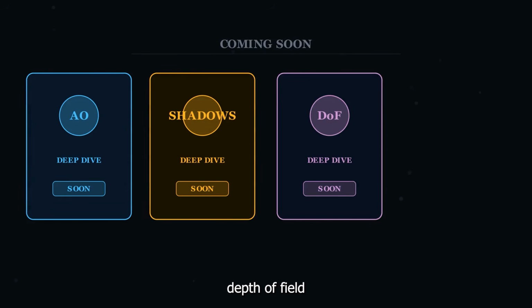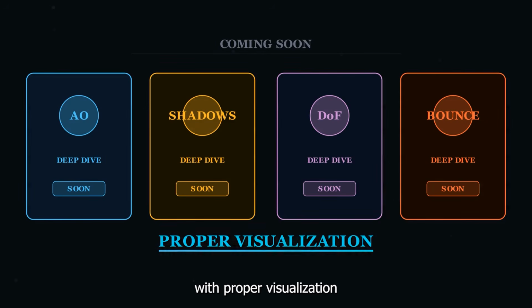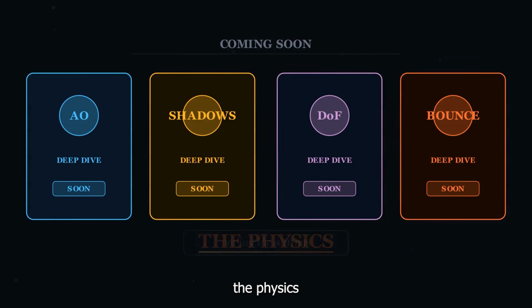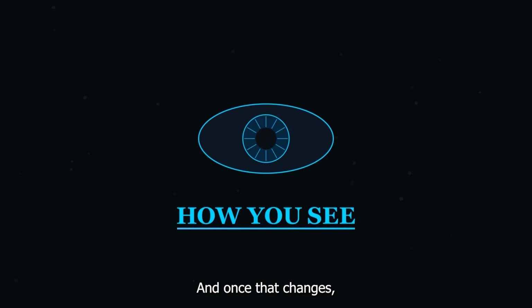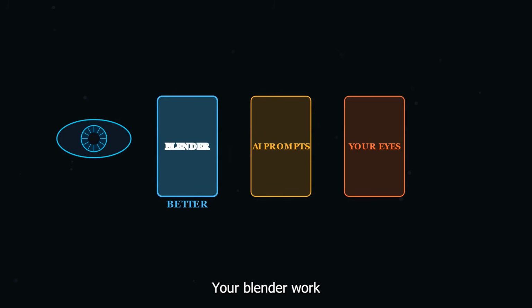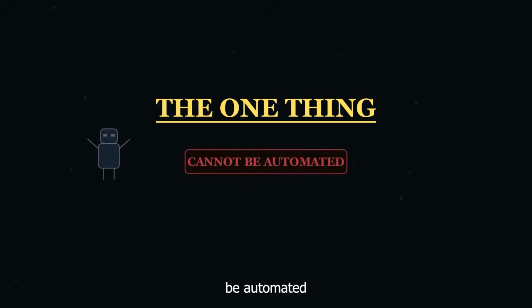I'm going to be making a full deep dive video on each of these: ambient occlusion, soft shadows, depth of field, and light bounce. Each one getting the full treatment with proper visualization so you can actually understand the physics and not just the settings. Because the goal is not to just make you better at clicking buttons in Blender. The goal is to change how you see. And once that changes, everything else follows. Your Blender work gets better, your AI prompts get better, your eyes get better. And that is the one thing that genuinely cannot be automated.